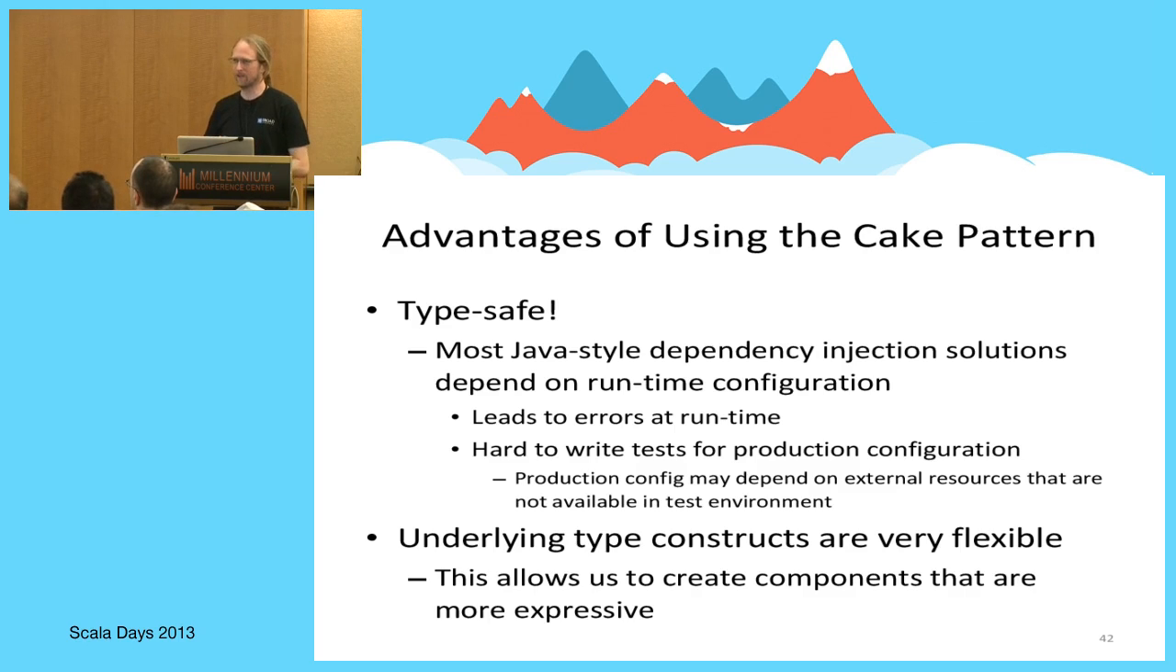If you go back and look at that Fowler paper, or if you consider Spring, or if you consider Guice, they all depend to some degree or another on runtime configuration. So if there's a missing dependency, you find out when you try to run the program. With the cake pattern, you find out at compile time. It's going to error, because at some point you're going to try to instantiate something that still has an abstract member.